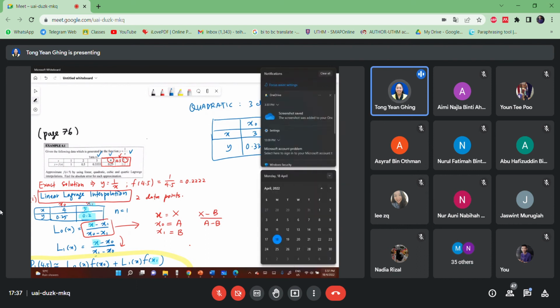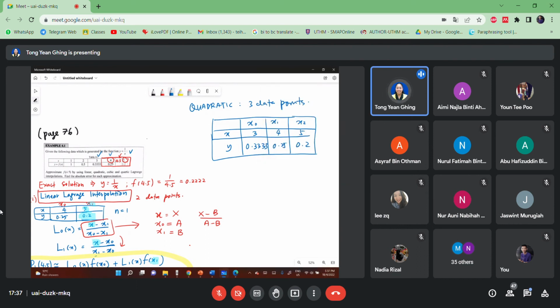If you don't want to draw the table, it doesn't matter, as long as you know what X0, X1 and X2 are. You can just write like this if you want. Because there are 3 data points, anything also can. So this is X0, this is X1, this is X2.